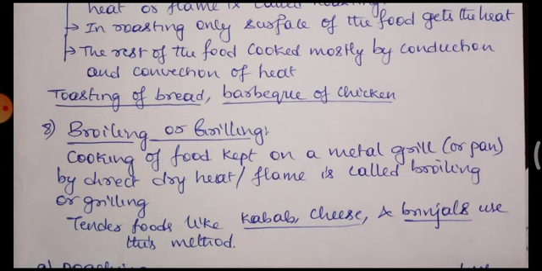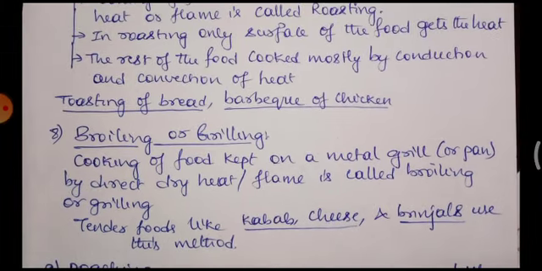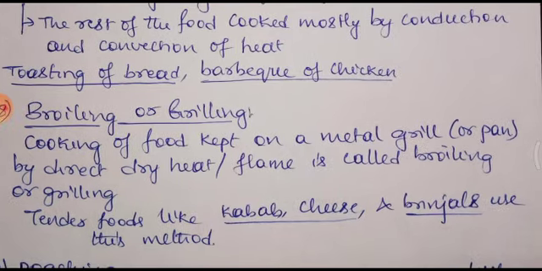Next is broiling or grilling. Cooking of food kept on a metal grill or a pan by direct heat flame is called broiling or grilling. One form of chicken obtained in the market is called broiler chicken. That chicken is cooked by this method, which is why it got the name broiler chicken. It is kept on a metal grill and cooked directly by heat or flame. Tender foods like kebab, cheese, and also brinjals are cooked by this broiling or grilling method. Since a metal grill is used, it is also called grilling.